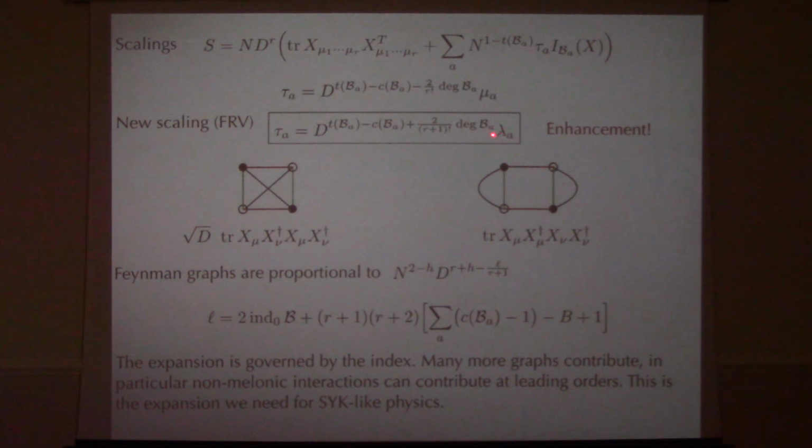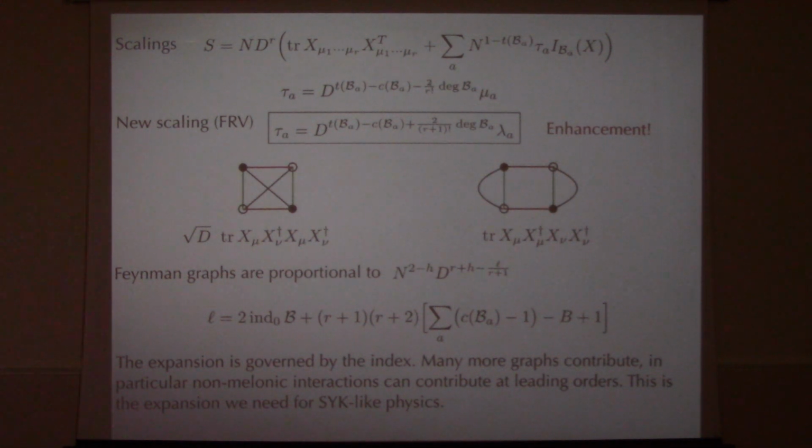This is the new scaling. So essentially you get the same factors, except that the minus 2 over (r factorial) times the degree is replaced by plus 2 over ((r plus 1) factorial) times the degree. This new scaling is greatly enhanced compared to the old one. We are going to take large D at fixed lambda A. So the tau A, the coupling in the Lagrangian, scales with a much higher power of D than in the old scaling. You have enhanced a lot of interaction vertices. So you're going to have many more graphs, many more vertices can contribute with high power.